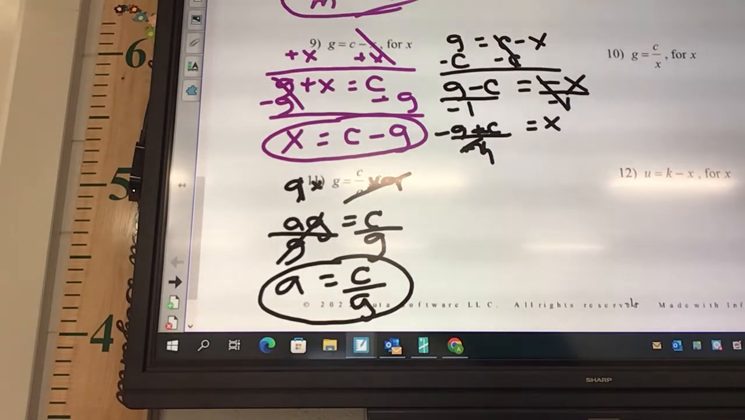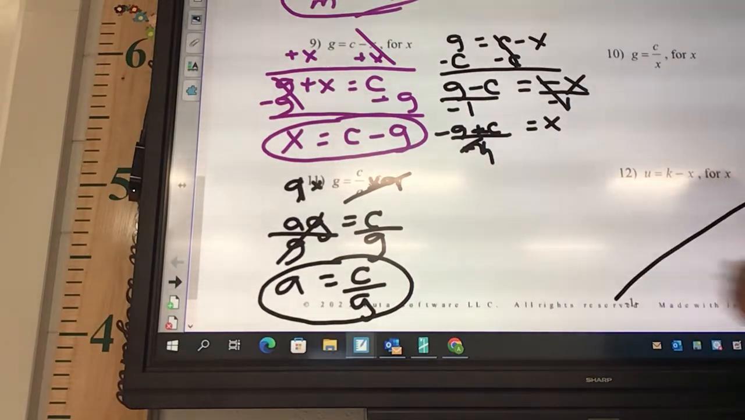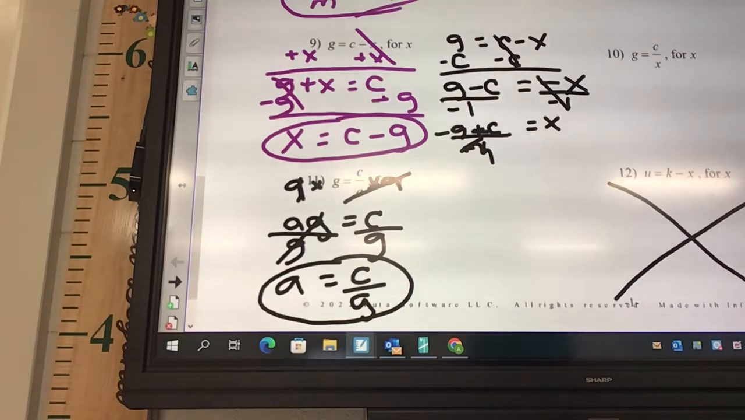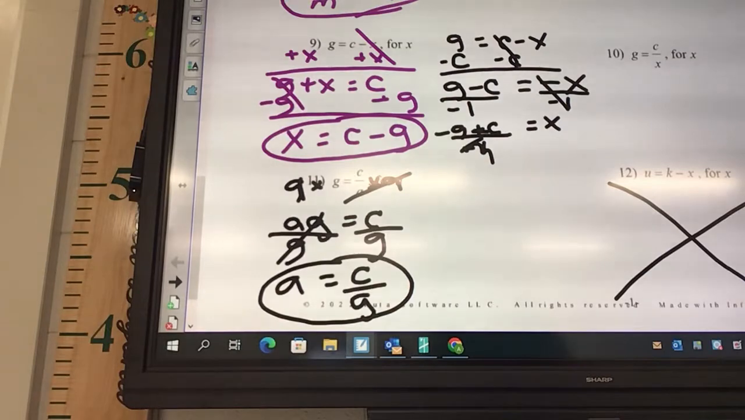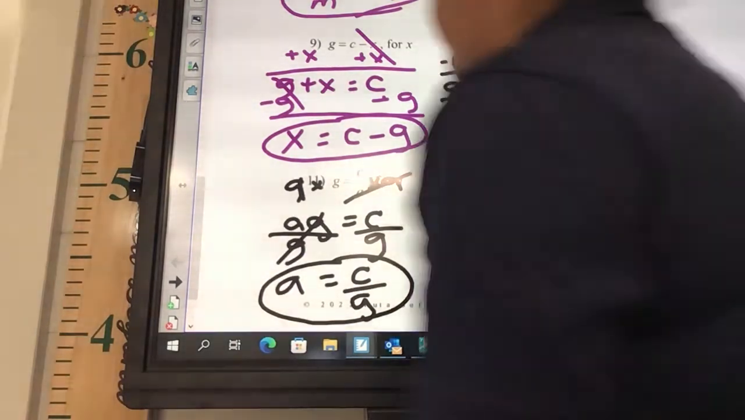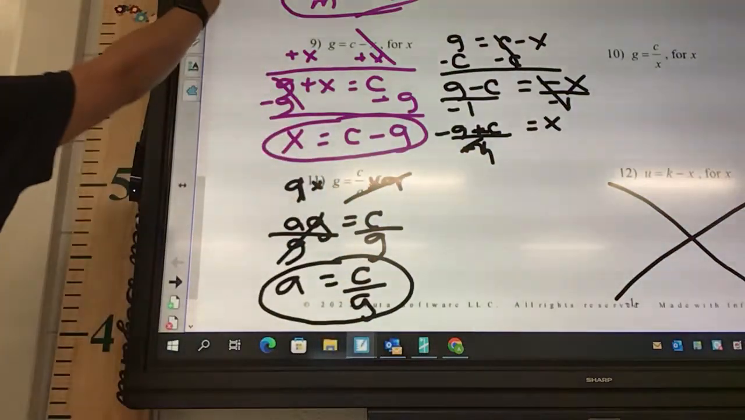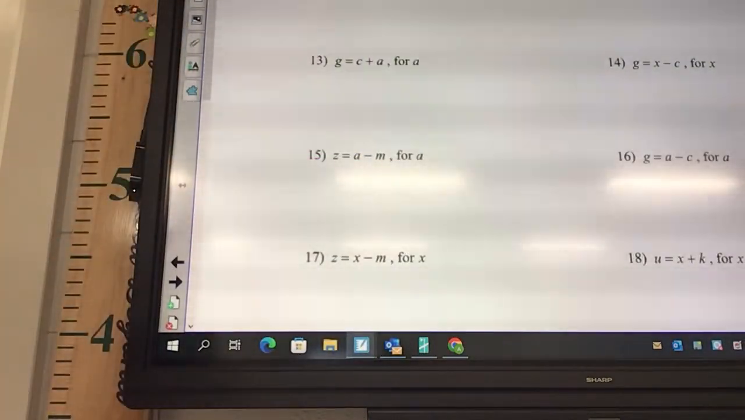Okay, do me a favor, cross off number 12. Cross off number 12. Let me see if there's any more on the front that I don't like. The other ones, I would like you to try them. Okay, some of them are a little bit more complex than the others, but I want you to try.